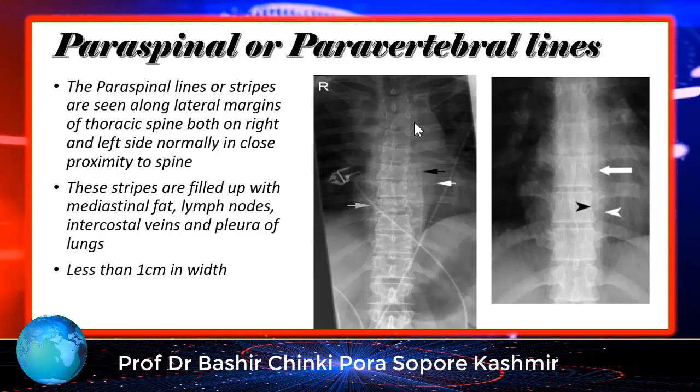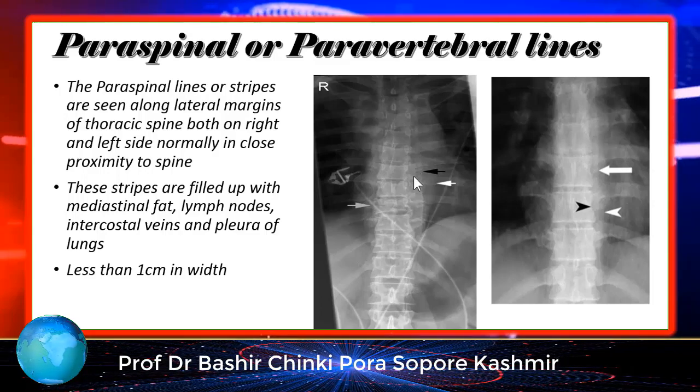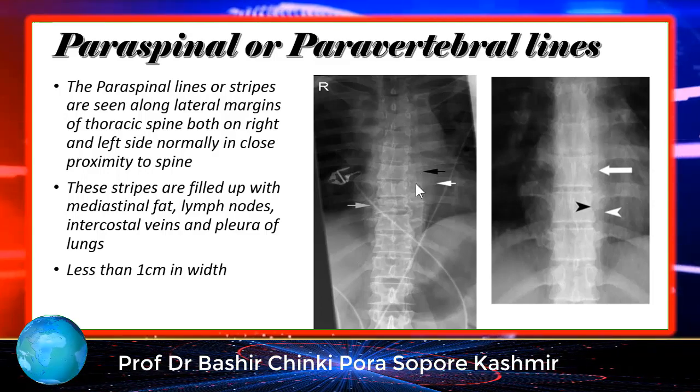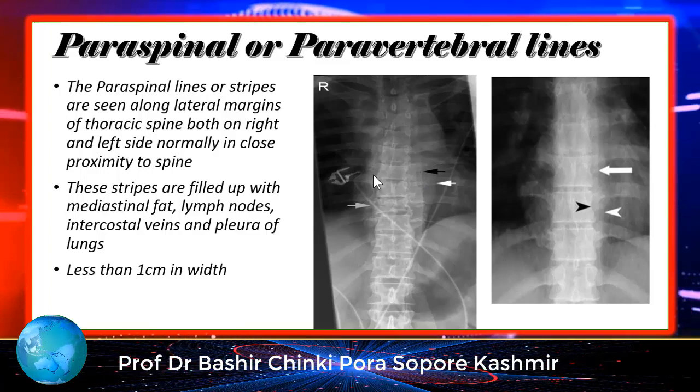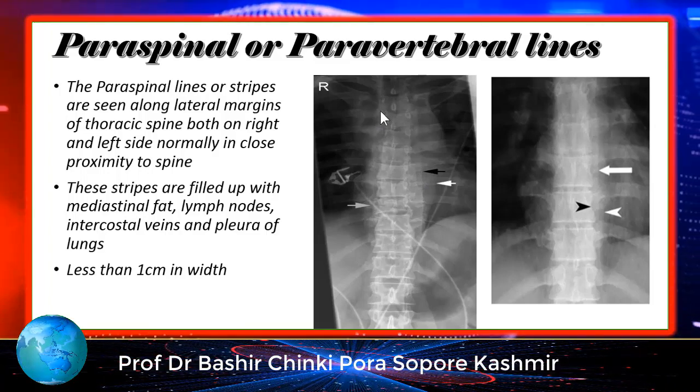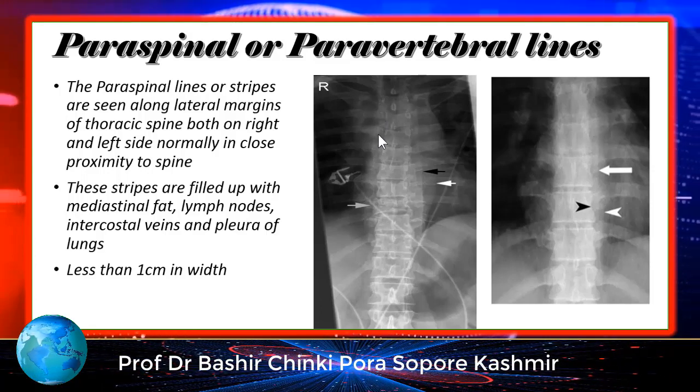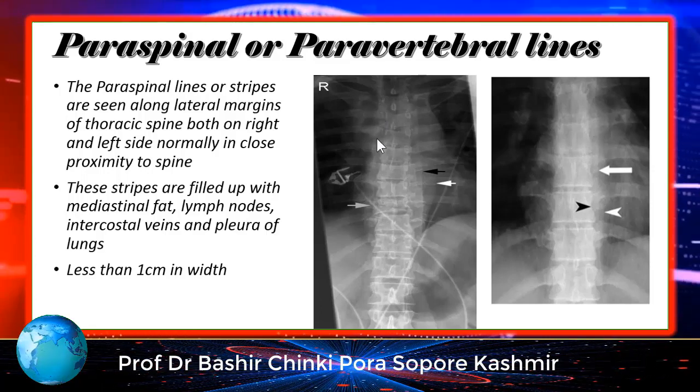These vertical opacities are called paraspinal or paravertebral lines or strips. You can see here, this is on the right side, this white shadow.